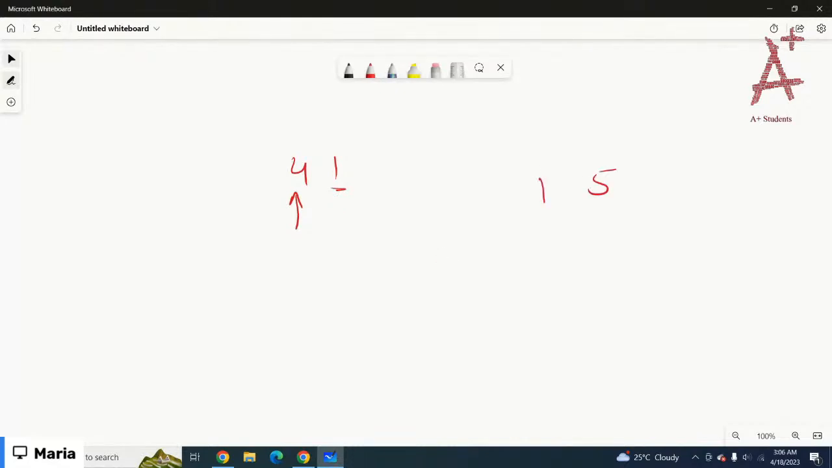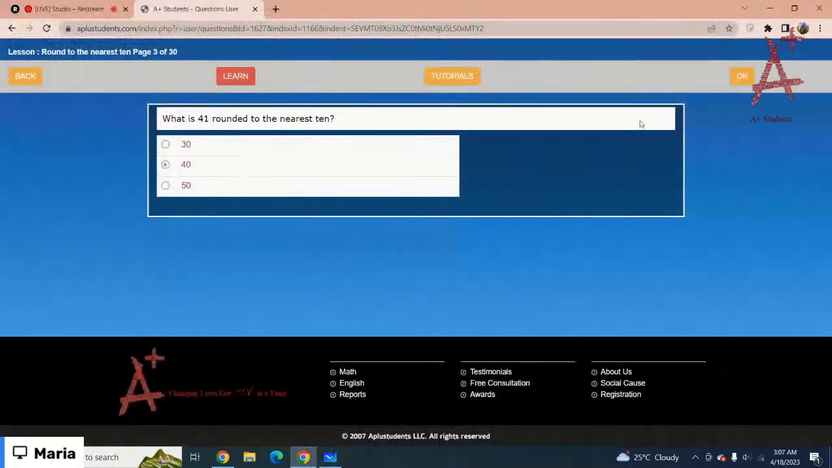1 is less than 5. Got it? That means you do not round up; you keep the tens digit the same and replace the ones digit with 0. So it would be rounded off to 40 because 1 is less than 5. Got it? So 41 is rounded off to 40. Got it? So the correct option here is 40.